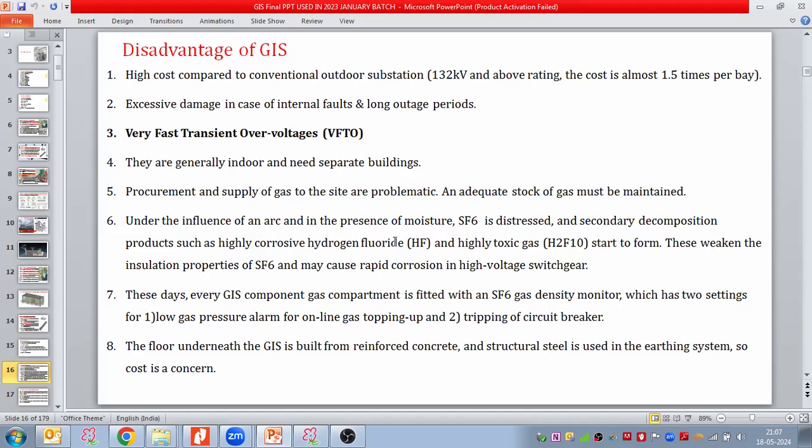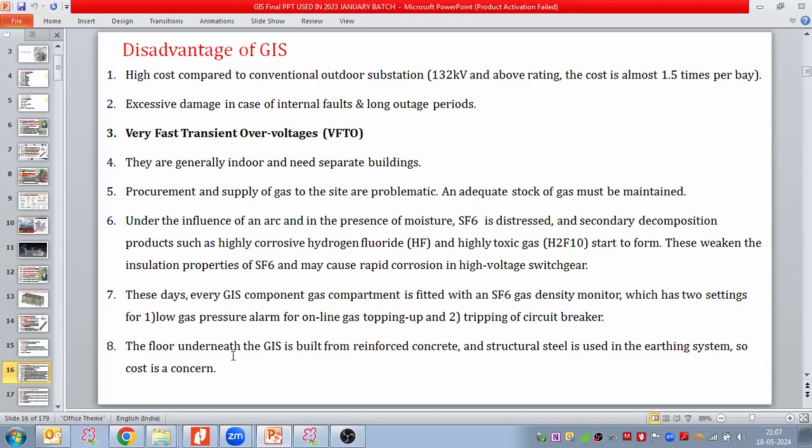So in the GIS, we also use moisture absorbent so that there is no presence of moisture in the SF6 module. These days, every GIS component gas compartment is fitted with a gas density monitor, which has two settings: a low gas pressure alarm for online gas topping, and tripping of the circuit breaker. This means we also require monitoring for the module. So this is again a cost added.